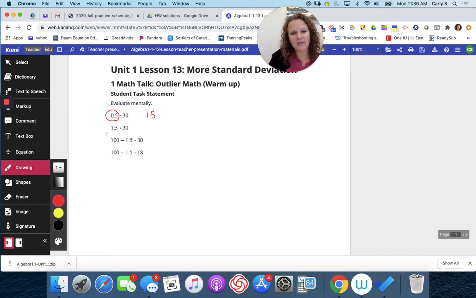Now, if we know half of 30 is 15 and it's 1.5, it's really like a whole plus a half. That's 1.5. A whole plus a half. So a whole 30 plus half of 30 is 45. Now 100 minus 1.5 times 30, so that's 100 minus 45. That's going to be 55.